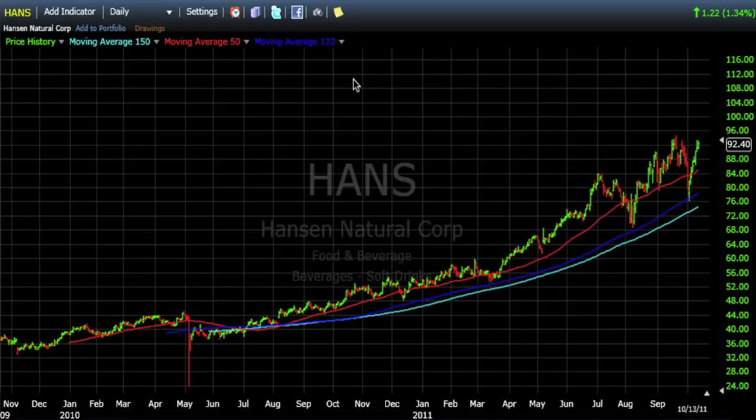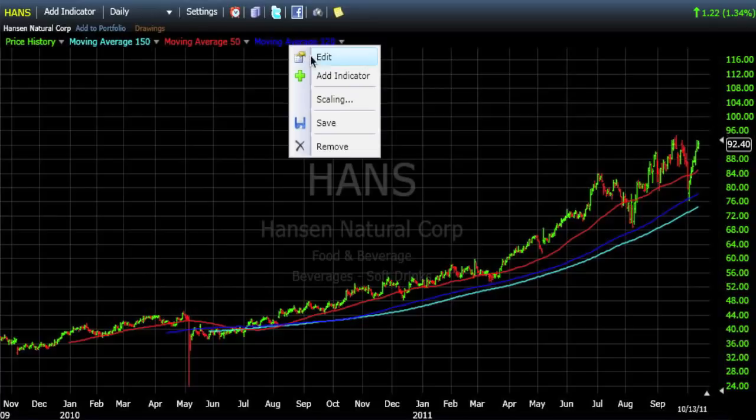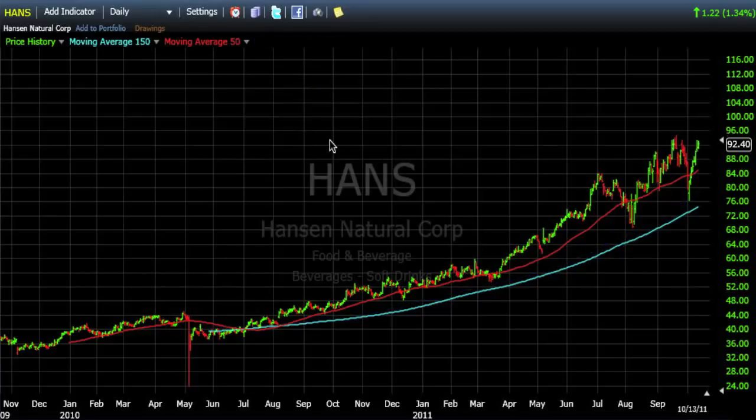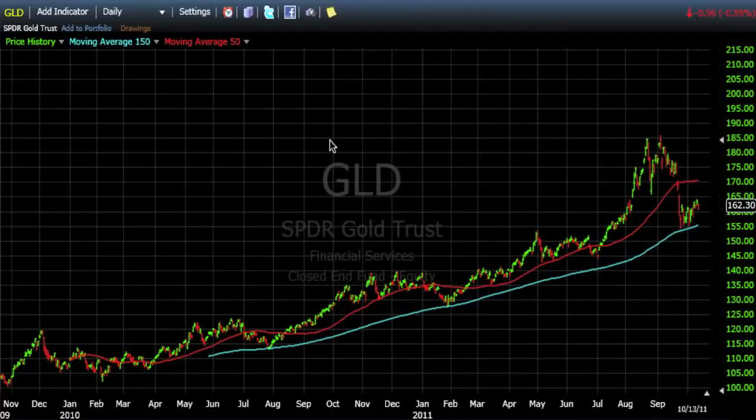So let me just recap this. I'm using my longer term moving average to see where price is hovering above it, or below it for that matter, but especially above it, and use that to determine whether there are any warning signs. Let me remove this MA again, and let me show you GLD, the gold ETF.